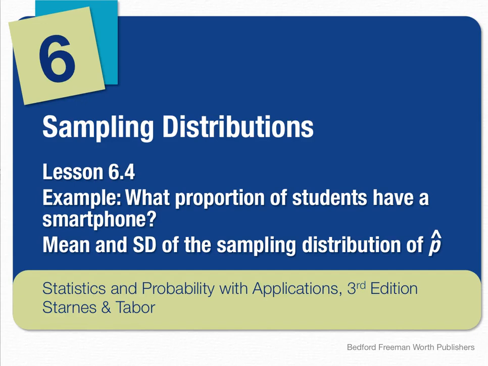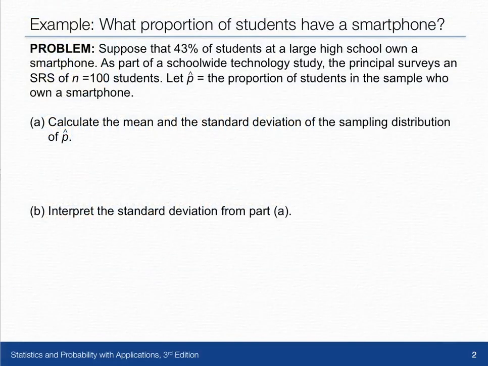In the Lesson 6.4 example, what proportion of students have a smartphone, we'll calculate the mean and standard deviation of the sampling distribution of p hat. Suppose that 43% of students at a large high school own a smartphone. As part of a school-wide technology study, the principal surveys a simple random sample of 100 students.